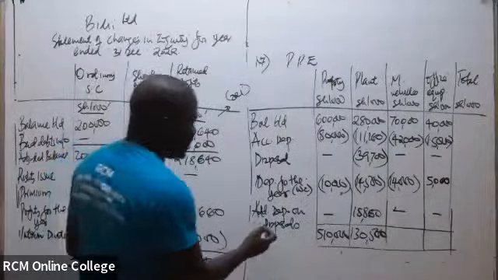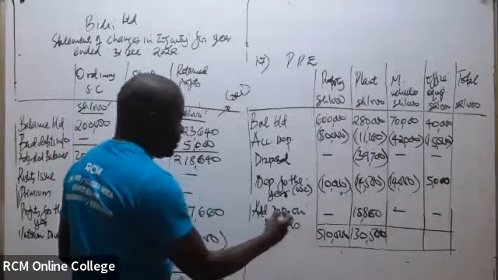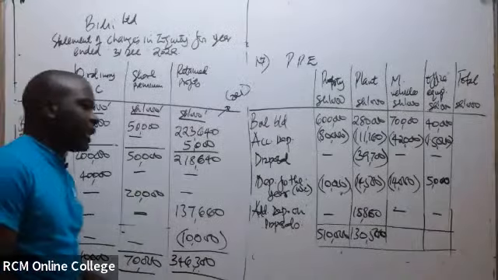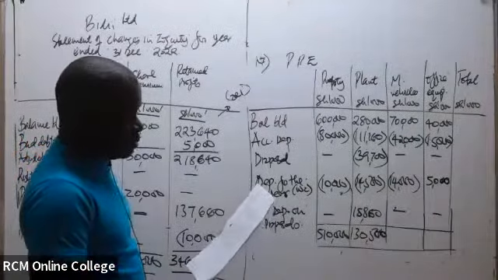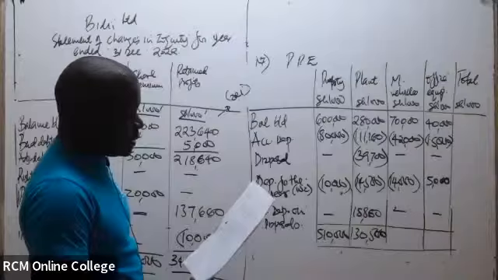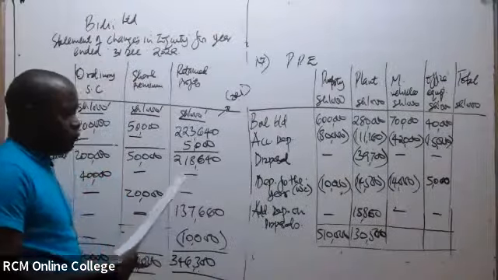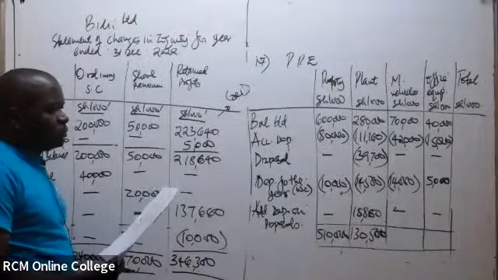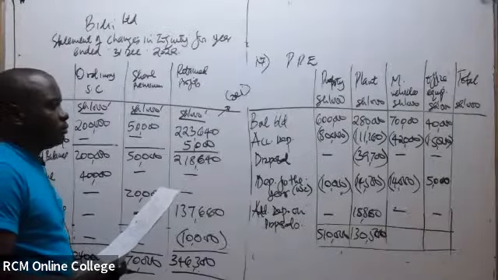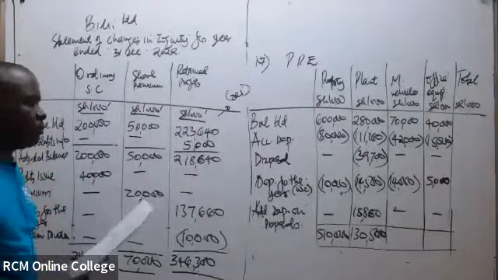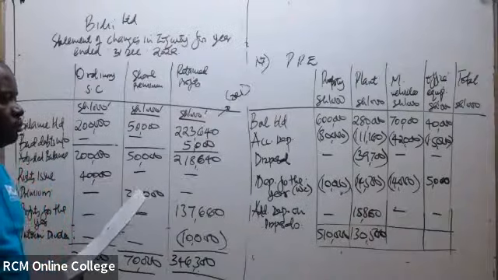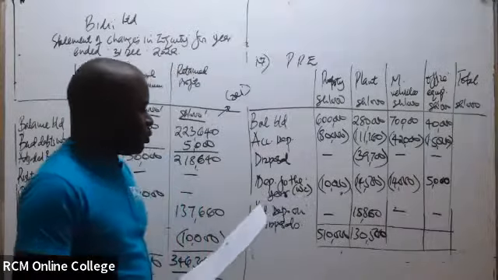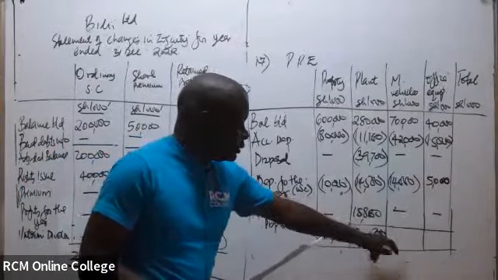But we have to add back depreciation on any item which had been disposed of. So you'll get 135,000. What about this one?